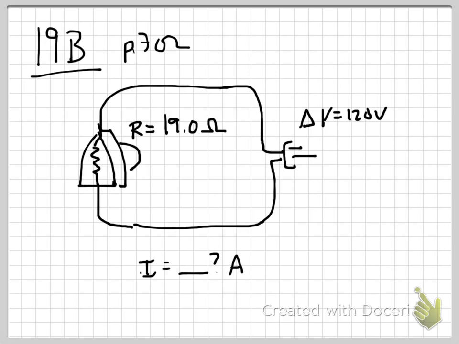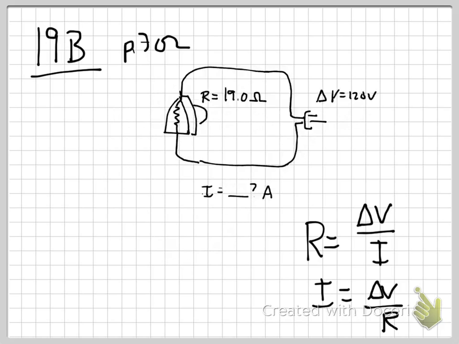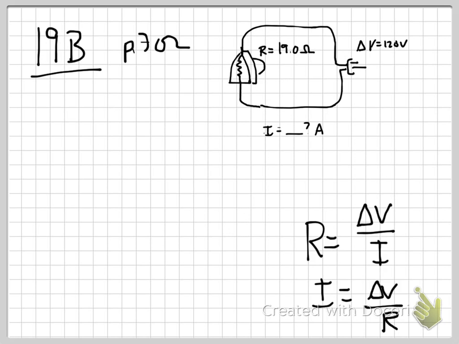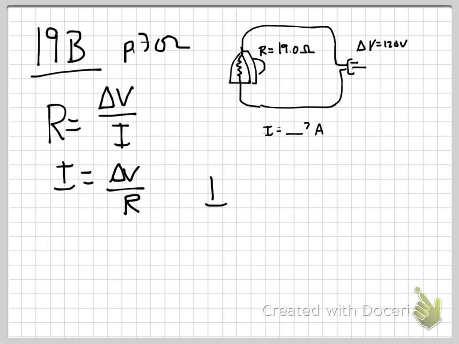Okay, so what we have to work with is resistance is equal to delta V over I. We can rearrange that, of course, and we get I equals delta V over R. So we want to solve for our amperage. I equals 120 volts divided by 19 ohms.